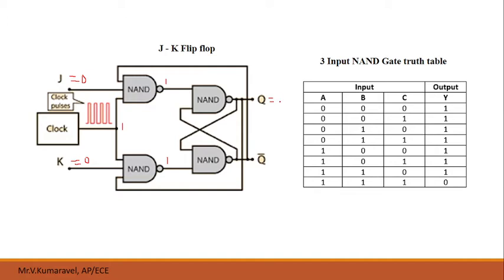Similarly, let us consider the other case. If K equal to 0 and Q equal to 1 and Q bar equal to 0, now what happens? This 1 is applied here. When your two inputs are 1, your output will be 0 itself. Now the 0 is applied here. If any one of your inputs is 0, your output is 1. So your present state and next state are the same, 1 0 itself. So even if the clock pulse equal to 1, when your inputs J and K are 0 0, your output will be no change of state.